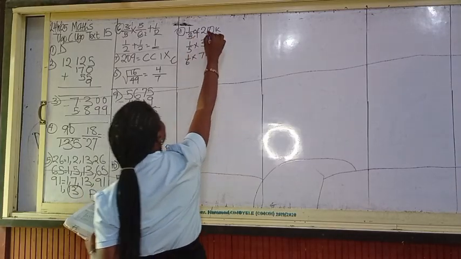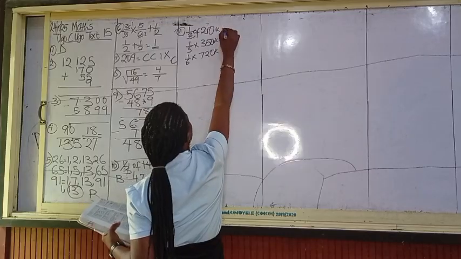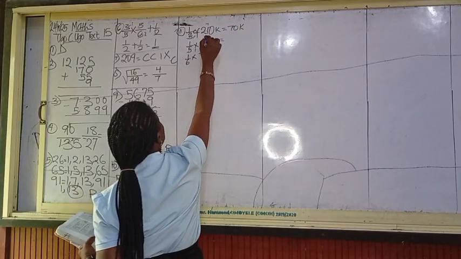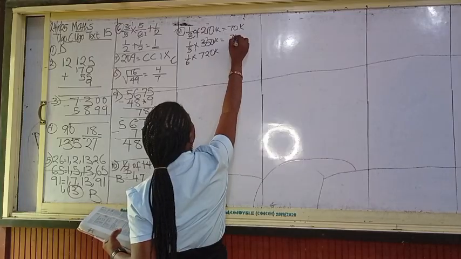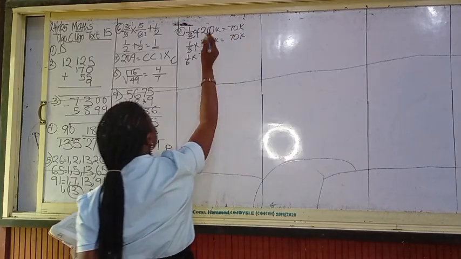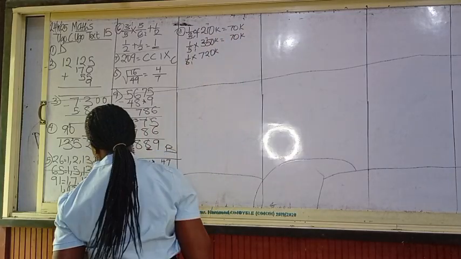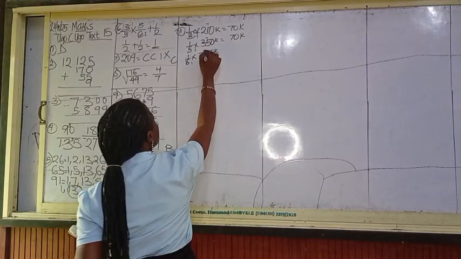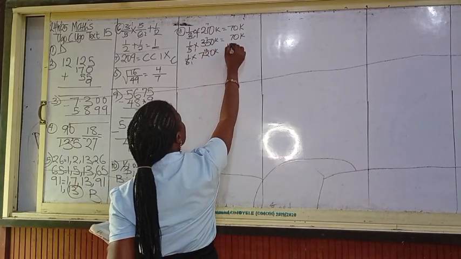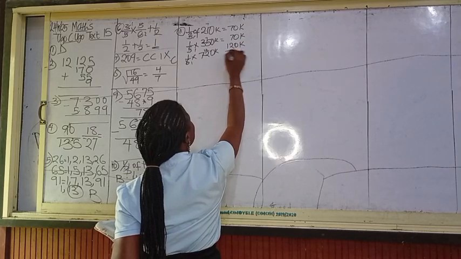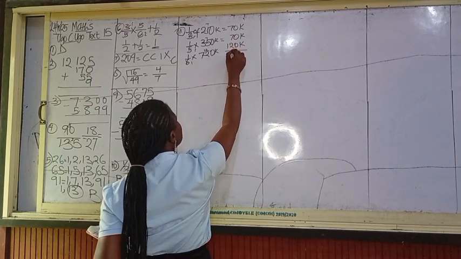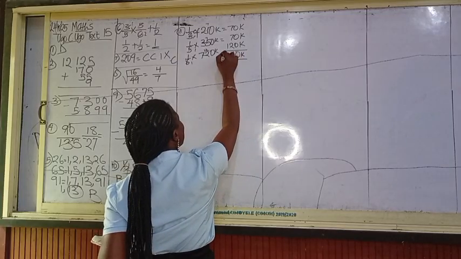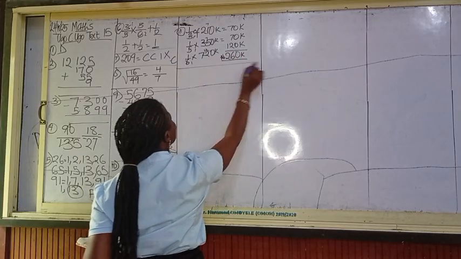So 3 in 21, that is 7. So here we have 70 kobo. 5 in 35, that is 7. Here we have 70 kobo. 7 times 5 is 35. 6 in 72, that is 12. 6 times 12 is 72. So we have 120. So let's add it together. So we have 2 naira 60 kobo in case we are converting it.